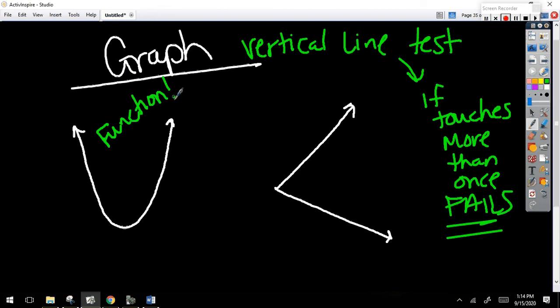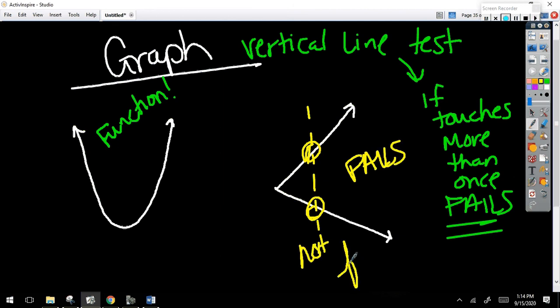Look at the second one. Function or nah? Does it pass the vertical line test? No. What if I put my vertical line right here? How many times will it touch the graph? Twice. So it fails. So this is not a function. What if you put your vertical line sideways on the other one? Then it's a horizontal line. Right? All right, questions about that and looking at the graph?